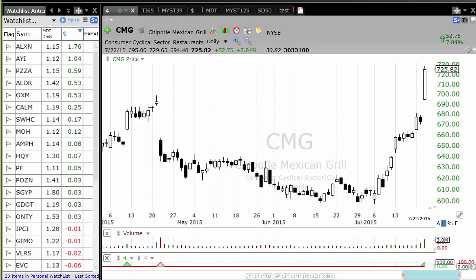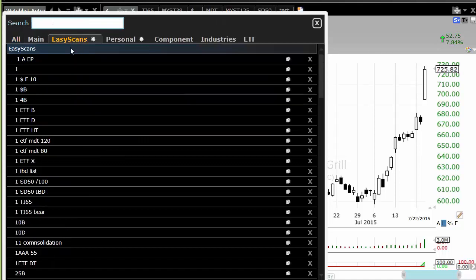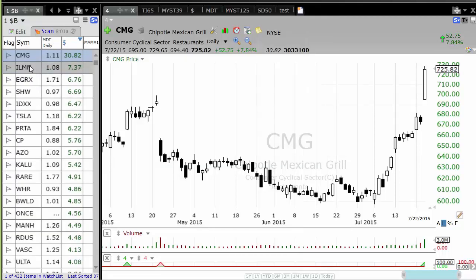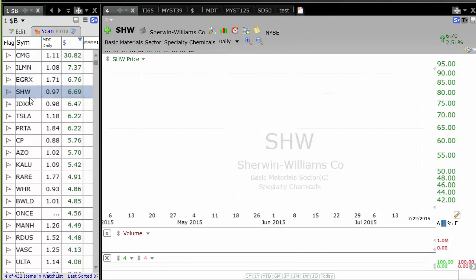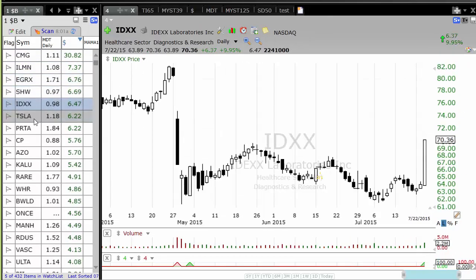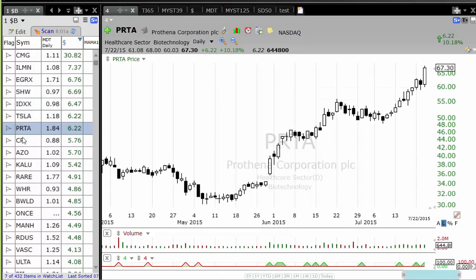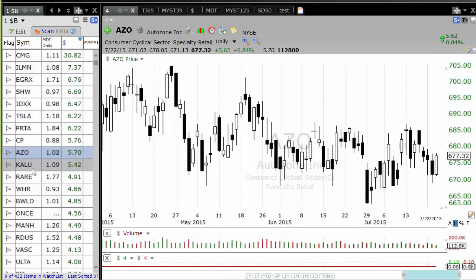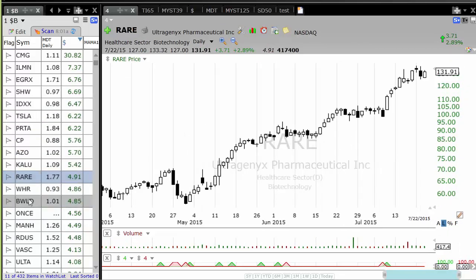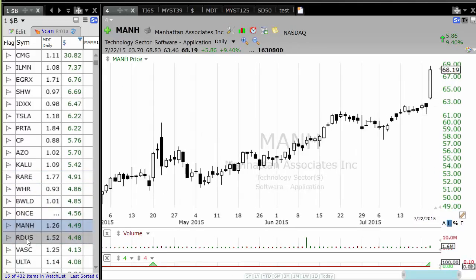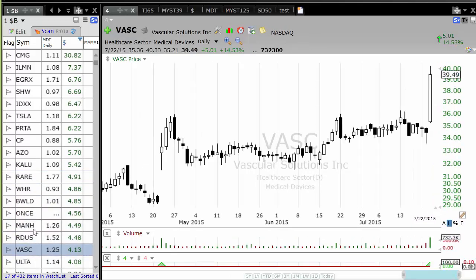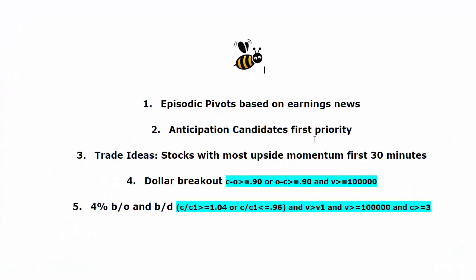To give you an example, if you run a scan like that yesterday, you'll find all these stocks showing up: IML, LMN, EGRX, SHW, or IDXS. These are stocks which made a big move yesterday in terms of dollar volume, dollar move. So those are the stocks which many times can also continue the next day, and then you can get into them because they show up in the scan immediately as soon as they meet that condition. So that's one of the things which I use.